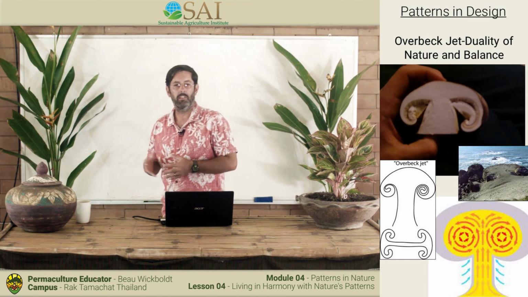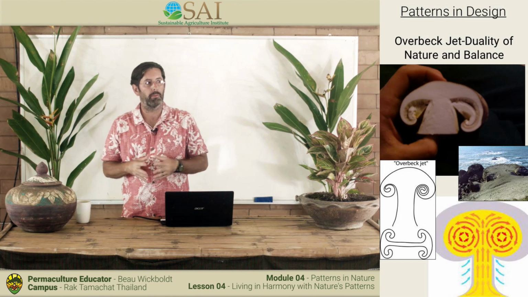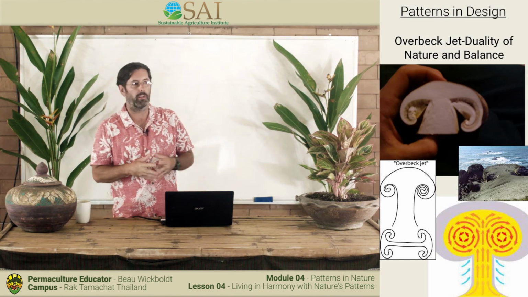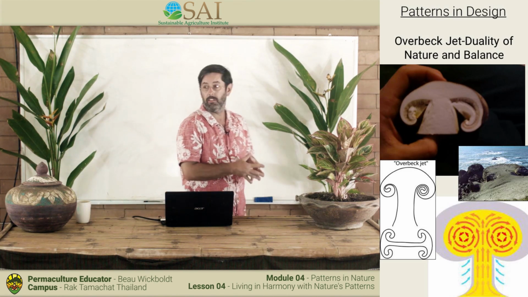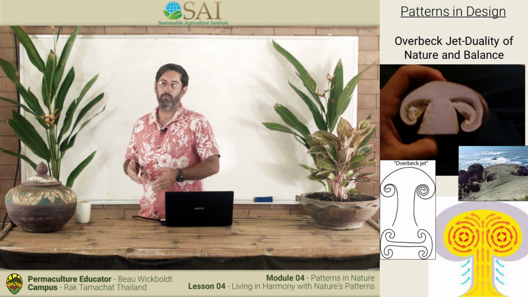Also, the release of energy in a nuclear explosion creates an Overbeck jet. All men and women carry Overbeck jets. We carry it externally. Women carry it internally in their ovaries. And we have our phallic symbols. We can see Overbeck jets being formed.